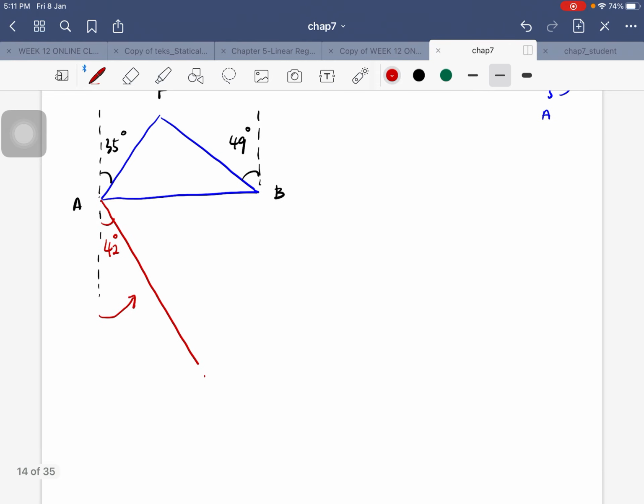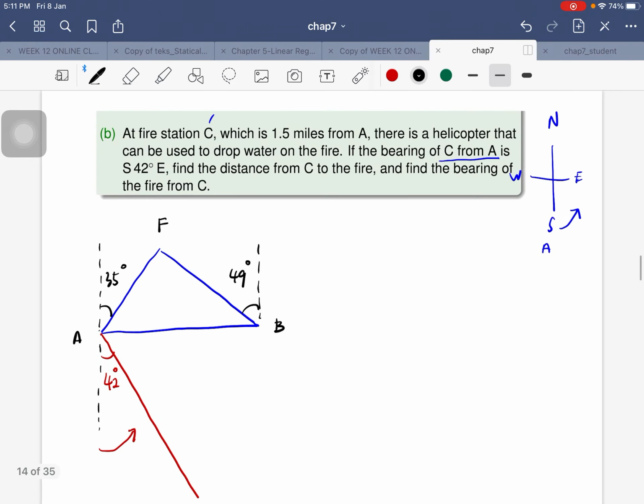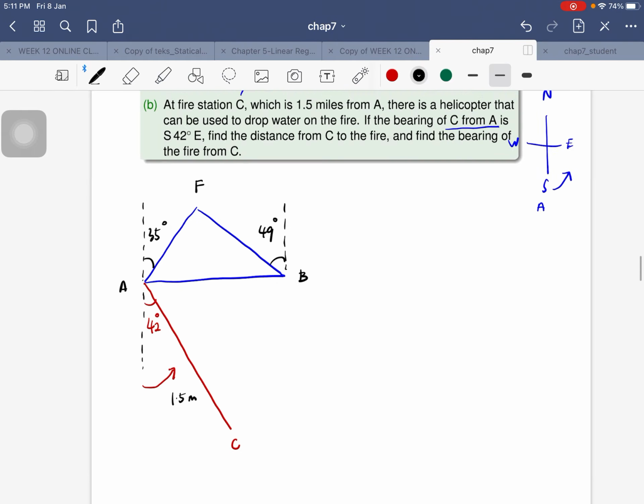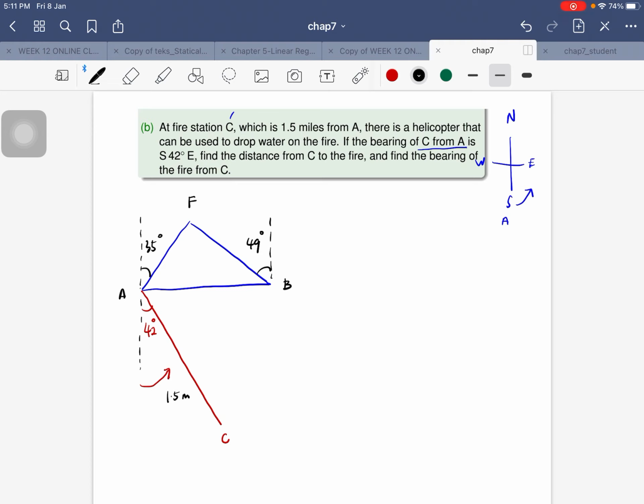And what is the distance from A until C? We have been given the information that the fire station from A until C is going to be 1.5 miles. And what other information do we have over here? No more. That is basically all that we have from the information given. The question says find the distance from C to the fire. The distance from C to the fire is going to be right here. So this is going to be the line that is our distance from C to the fire. And then we're going to find the bearing of the fire from C.